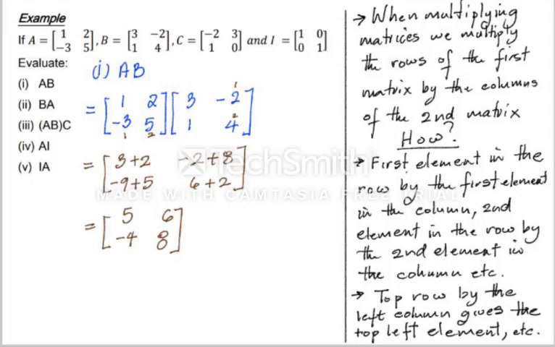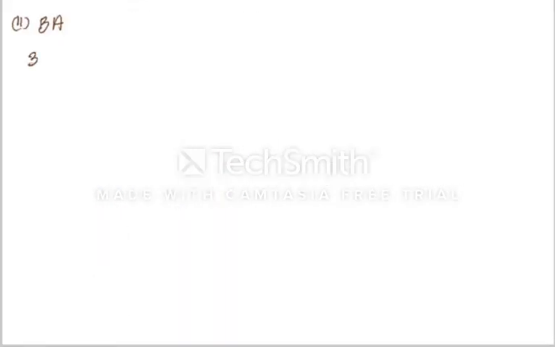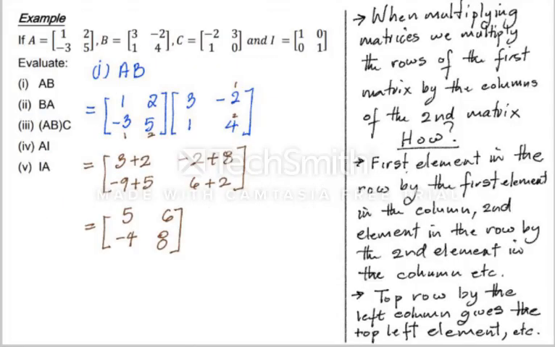Now let's find BA. So we're changing the order. Let us see how that will affect the outcome. So it's 3, 1, minus 2, 4, multiplied by A, which is 1, minus 3, 2, 5.